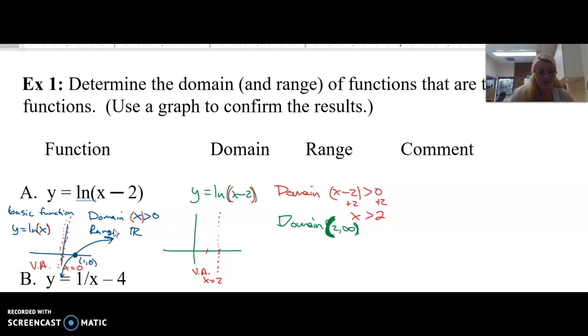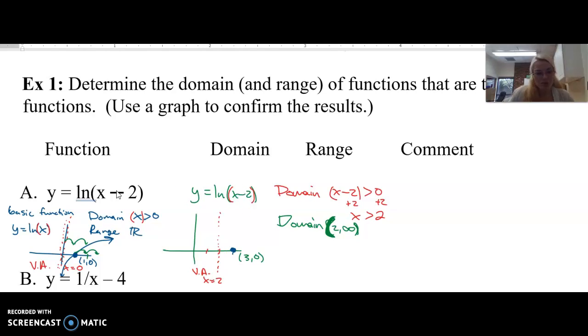This point here, (1, 0): when I plug 1 into the natural log function, I get 0. What x value would I need to have this argument equal 1? Well, I would need the x value 3. 1, 2, 3. And so this is the ordered pair (3, 0), because 3 minus 2 is 1, and natural log of 1 is 0. This point got shifted over twice. What happened to my vertical asymptote? It got shifted over 2.